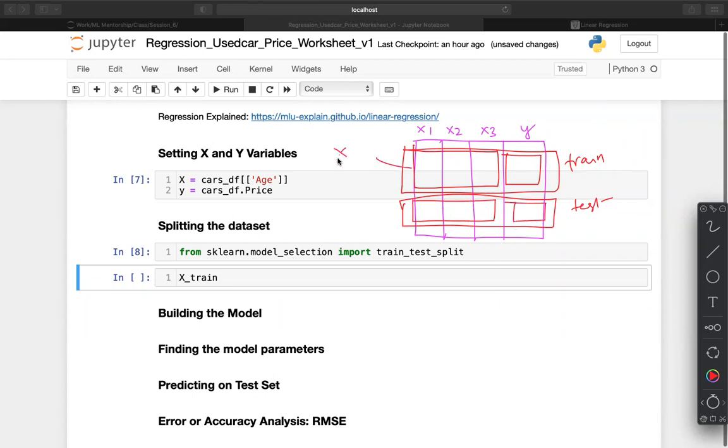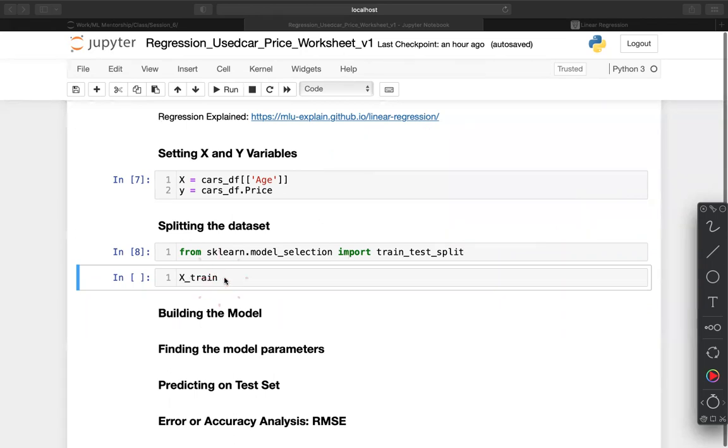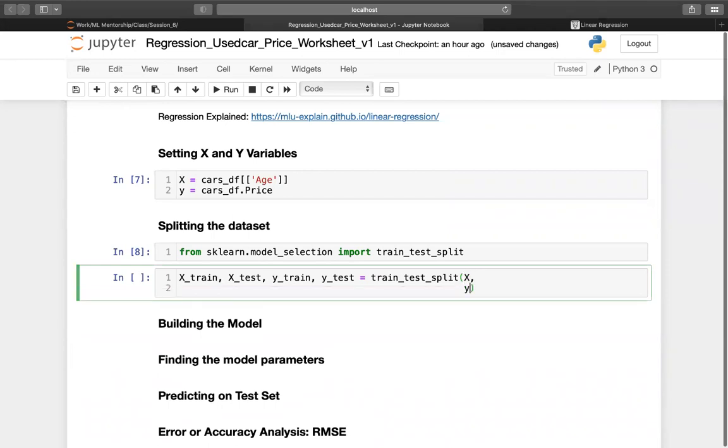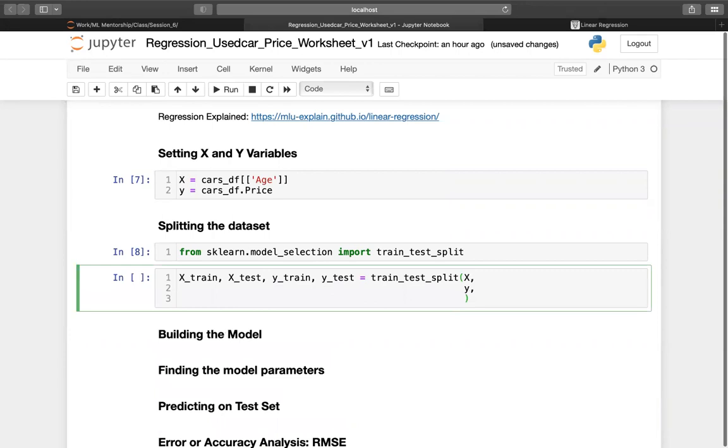So you can name things like this. This will be my x train, and this can be my y train. This will be my x test, and this can be my y test. So you can say x train, x test, y train, y test, right? train_test_split, and say x, y, and train size 0.8. So this is the split ratio.